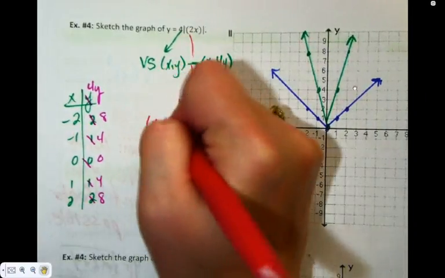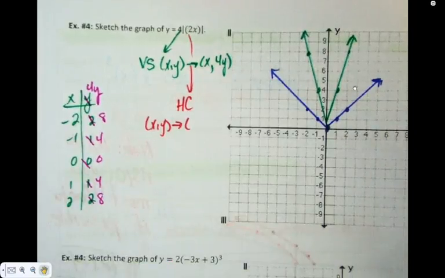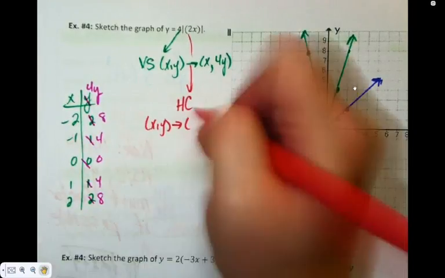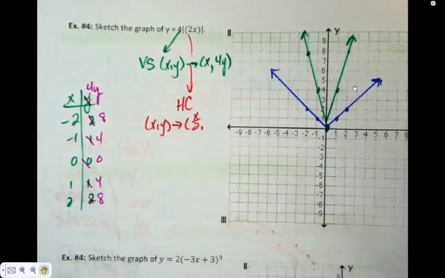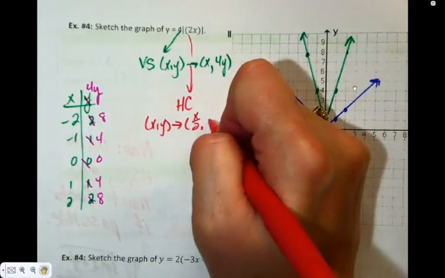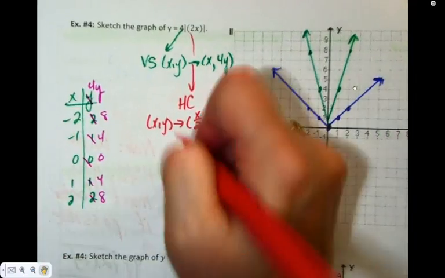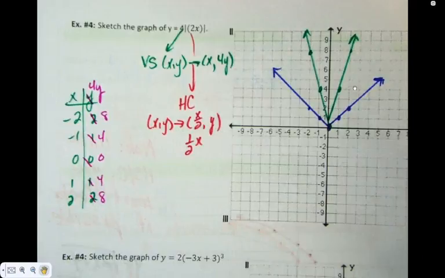XY goes to x divided by 2, comma, y. And again, if your brain would rather have 1/2 times x, write it that way. It's the exact same thing.